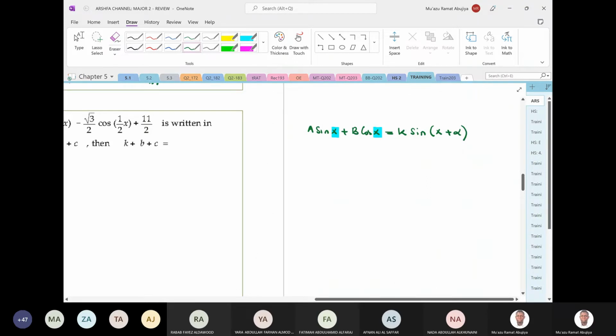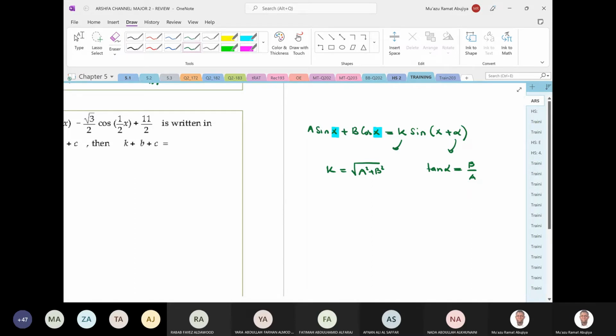So what is this k? This k is equal to the square root of a squared plus b squared. And what is this alpha? How do we get this alpha? It says tangent of alpha is always equal to b divided by a. This we call the reduction identity.